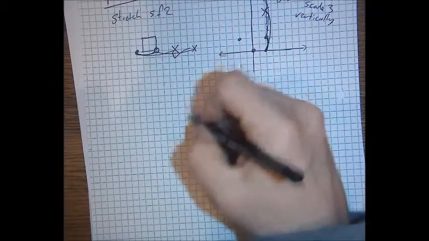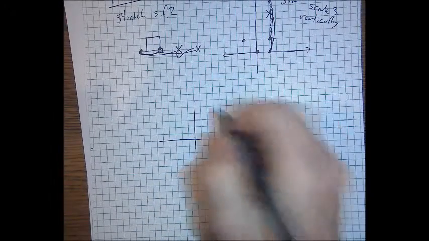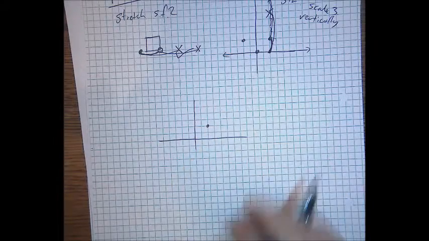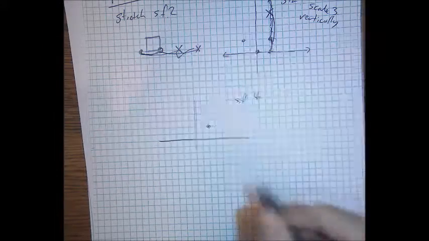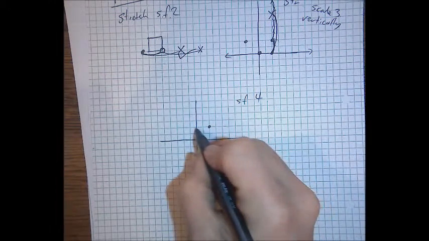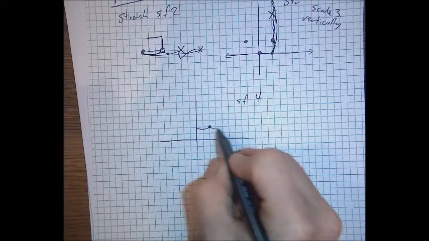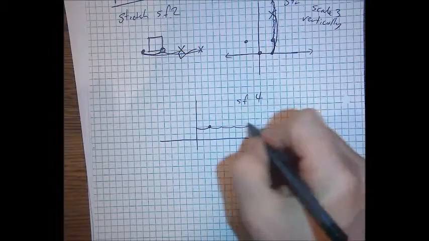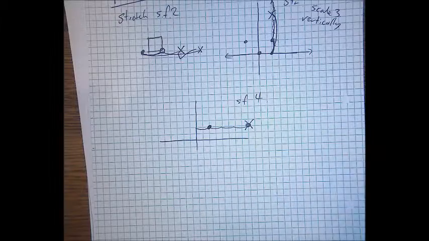I'll just do another example. If I had this point here and I had to do a horizontal stretch by a scale factor of 4, just ask how far is it currently from the y-axis? 2. Make a new one that is 8. So 1, 2, 3, 4. So this fat dot becomes this black cross.